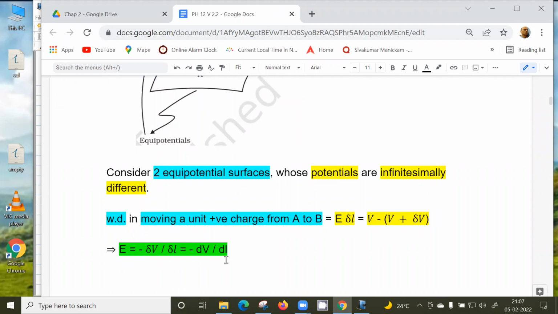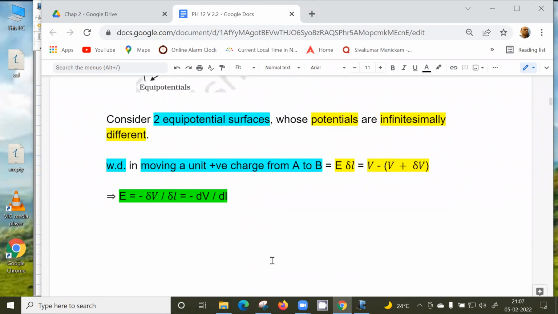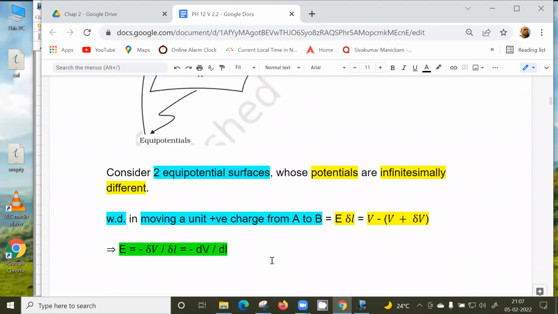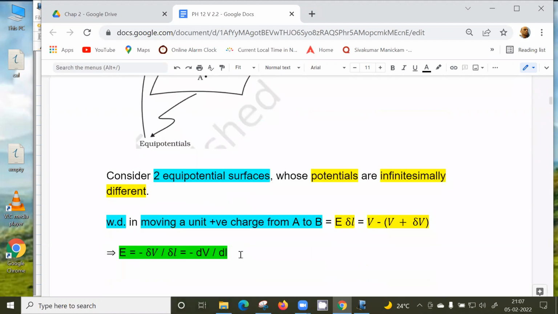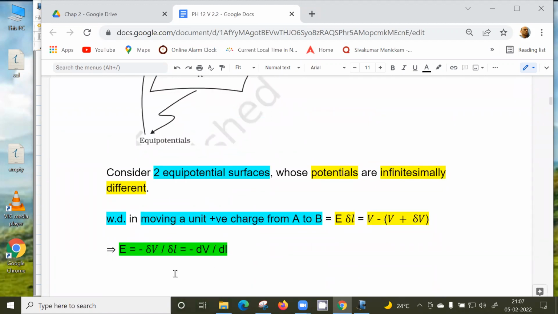So that is the gradient of potential. Previously I have not derived that formula. Here I am trying to derive it, to show why the electric field is the gradient of potential. You get that from the work done in moving a charge, which is the increase in the potential.